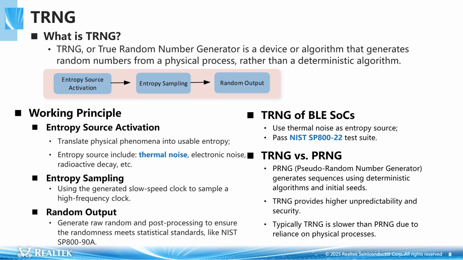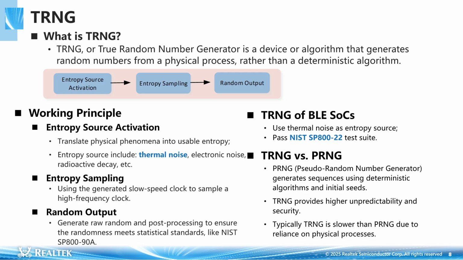By using the generated slow-speed clock to sample a high-frequency clock, the sampled data needs to be post-processed to ensure that the random values meet statistical standards. The TRNG has passed the NIST SP800-22 test suite.